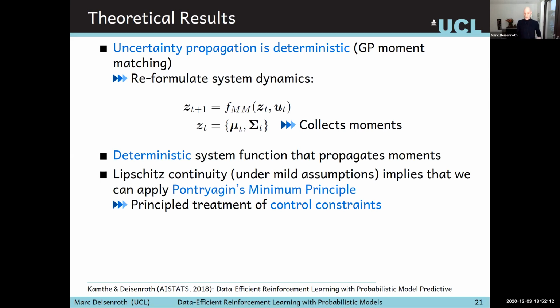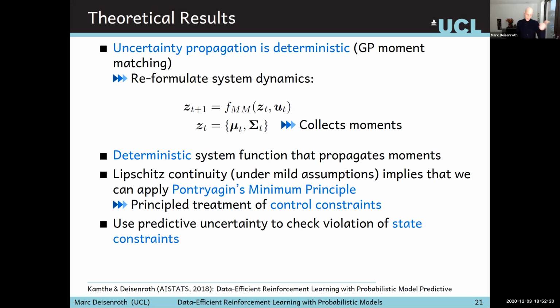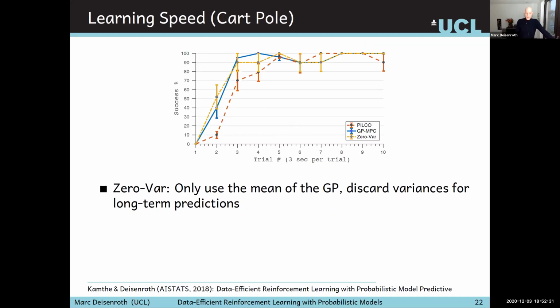So if we have a bounded control signal, let's say control signals between -1 and +1, we can now formulate this in a proper mathematical way. And additionally, we can use the predictive uncertainty to check whether the state constraints are violated as well. So that's the idea.